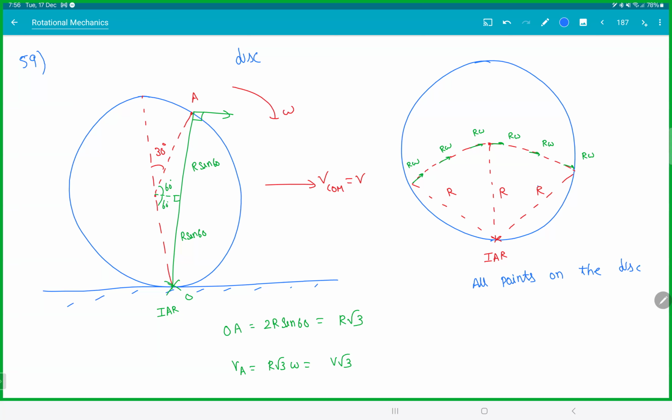So all points on the disk at a distance of r from IAR. So we have infinite points. That would be a good question. Easy to solve if you know IAR. Make sense? Great. So that means if somehow I can find IAR, I can find the energy there. So how do we find this IAR? In this case, it was easy to find because the bottommost point was at rest, but every time you won't be so lucky. There are three cases.